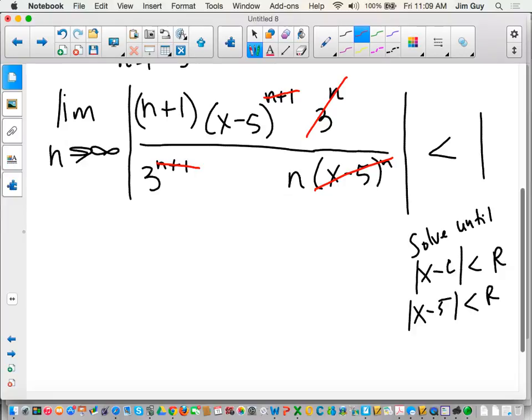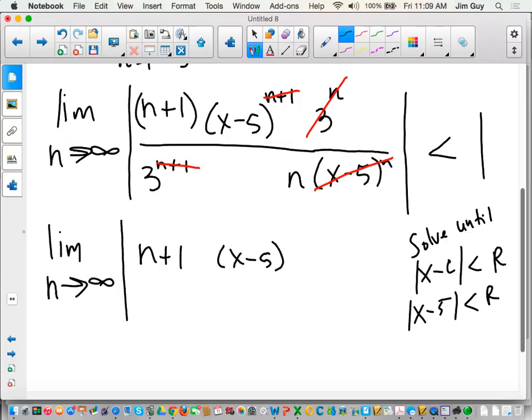We're going to rewrite this. We're going to have the limit as n approaches infinity, absolute value, of n plus 1, x minus 5, over 3n. Any questions so far? Not too bad, right? I don't know why I was trying to scare you.